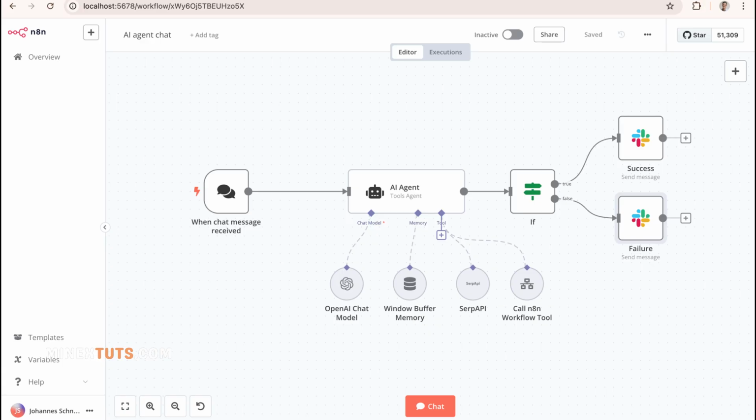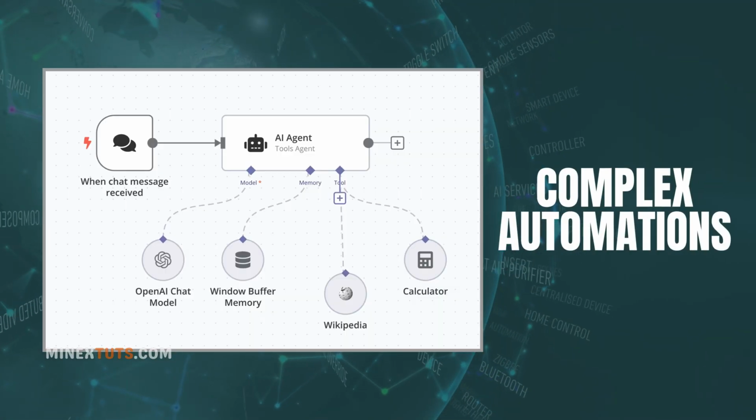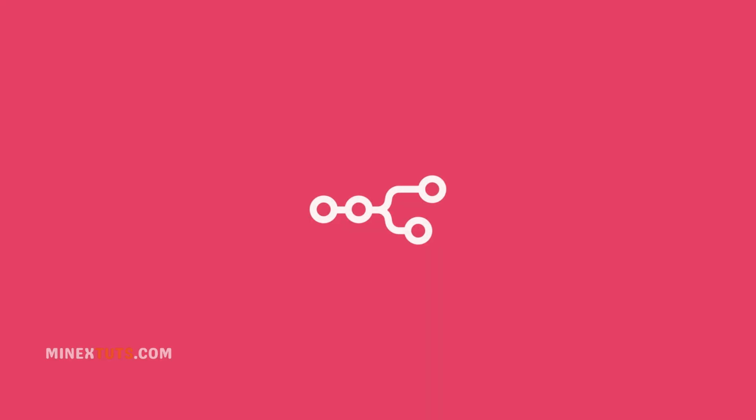What makes N8N really special is its node-based approach. Each action in your workflow is represented by a visual node, making it super intuitive to create even complex automation. Now for the exciting part, let's set up N8N on your own VPS. I'll break this down into simple steps.